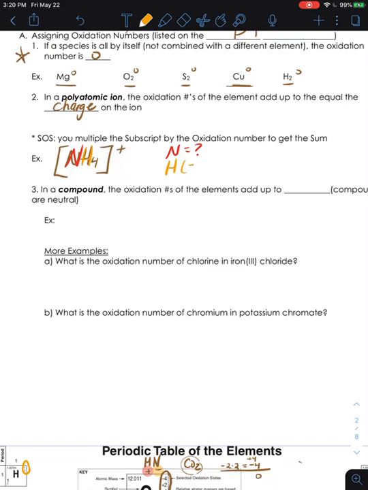hydrogen is a -1, and we're going to multiply that by the subscript. That's what the SOS means. Don't forget to do that. So a -1 times 4 is going to equal -4.